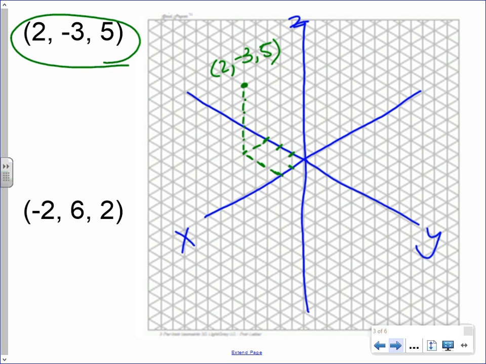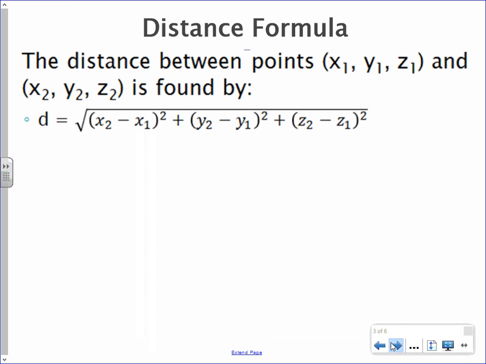Octant, it's very easy to say quadrant, right? Octant 4 is where x is positive, y is negative, and then z is positive. Okay? Octants 1, 2, 3, and 4, z is going to be positive. 5, 6, 7, 8, z is going to be negative. Okay? So let's plot -2, 6, 2.